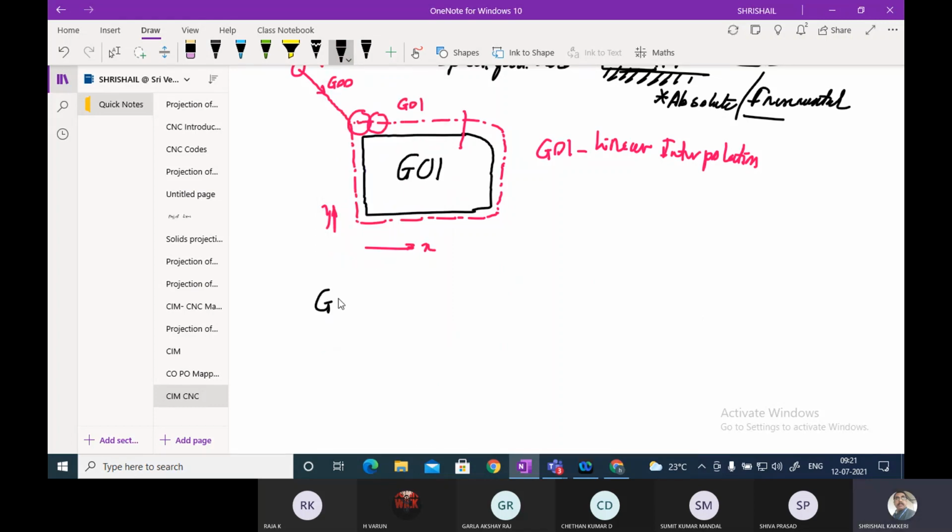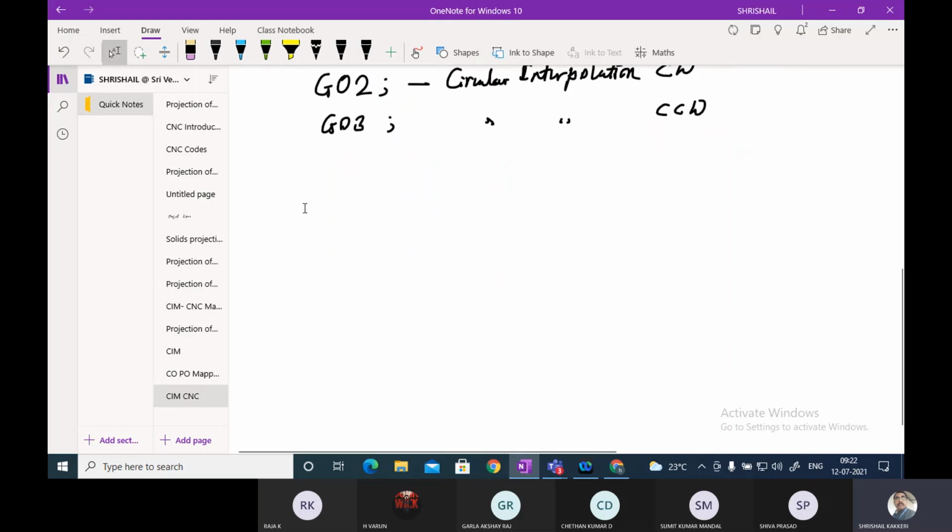G01. And what is this G02? You have to go through and come, I told you. It is circular interpolation in the clockwise direction. And G03 is circular interpolation in the counterclockwise direction. I'll show you two examples so that you can understand and remember this.